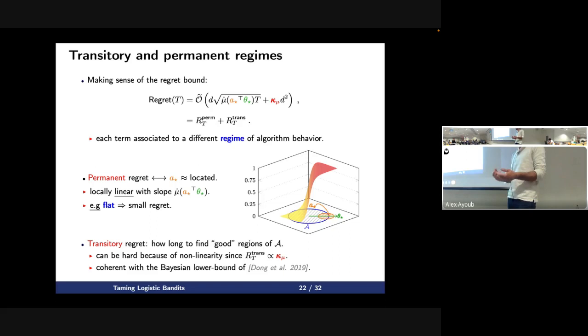And this we knew, because we have a Bayesian lower bound from Bong et al. in 2019, where they show exactly this. They show that you can pay an arbitrarily large constant in the regret if you can put in an arbitrary amount of nonlinearity. So it's a slightly different way of approaching the thing, but at least this second order term, the one scaling with kappa, is coherent. We expect this kappa dependency to pop up.